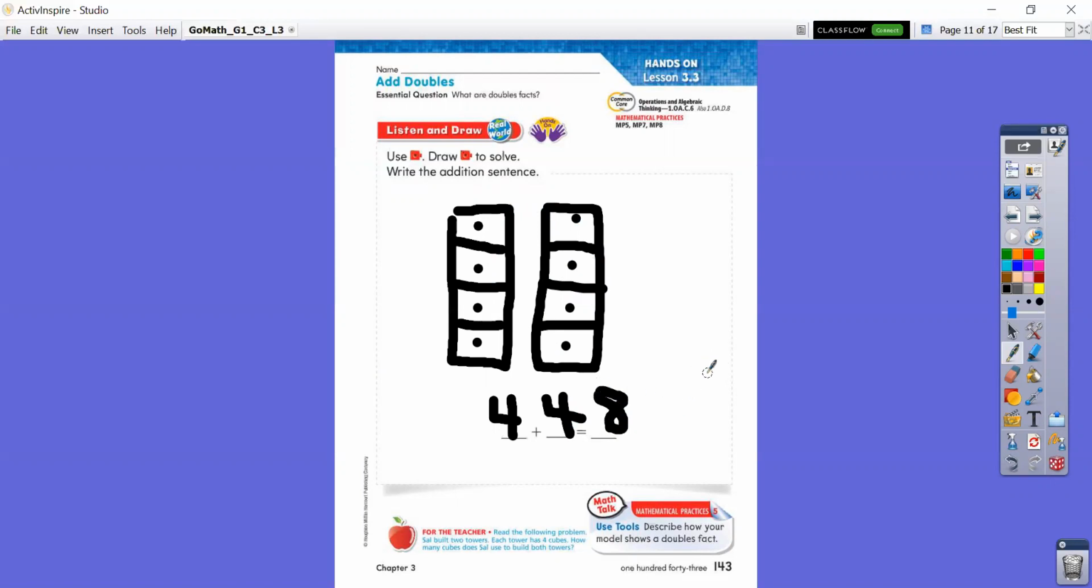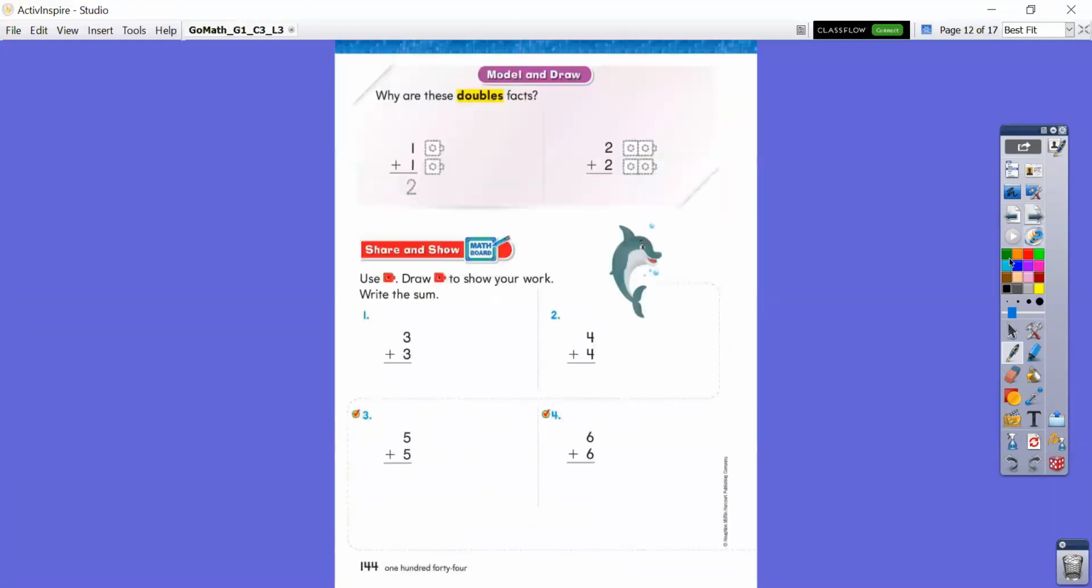Now, why do we want to know doubles facts? Doubles facts sometimes can seem easier to remember, and we can also use double facts to help solve other addition facts. We'll get to that a little later in this chapter. All right, so let's move on to our next page here.